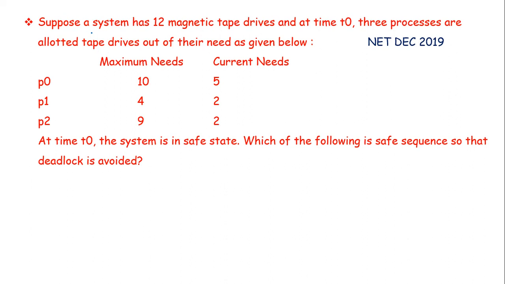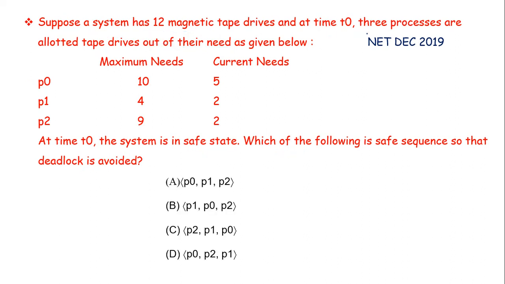Next question is: suppose a system has 12 magnetic tape drives and at time t0, 3 processes are allotted tape drives out of their need as given below. Now we are given 3 processes P0, P1 and P2. Their maximum needs are given and their current needs are given. Now the question is, at time t0, the system is in a safe state. Which of the following is a safe sequence so that deadlock is avoided?